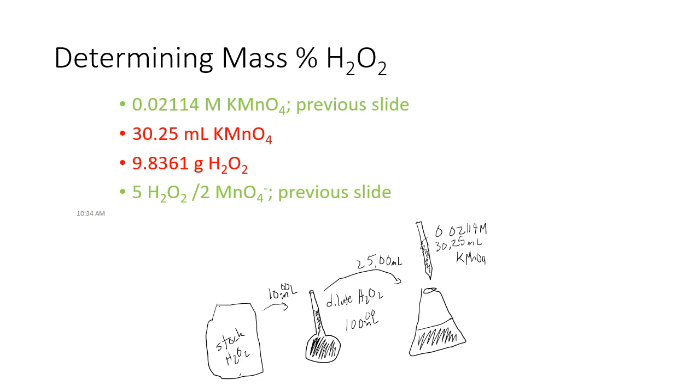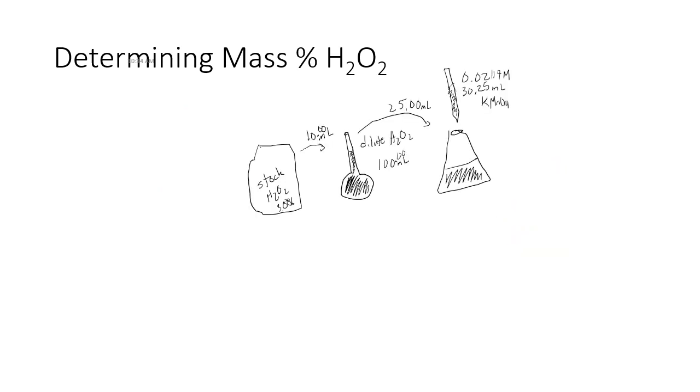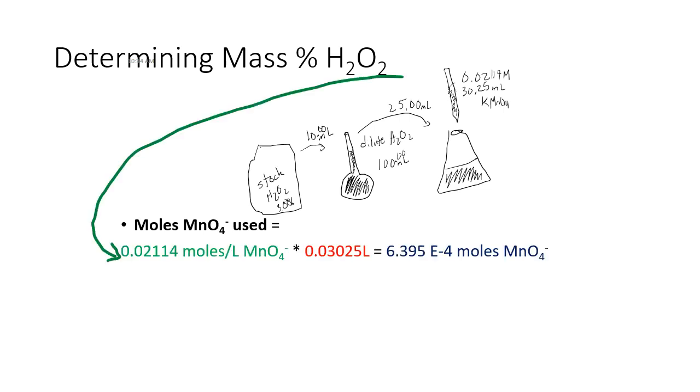So what did I do to make this happen? I started with 10 milliliters of stock solution. I diluted it to 100 milliliters, and then I pulled out a 25 milliliter sample, which I titrated with the stuff I know about. All right, so let's figure out how many moles we've got of permanganate, because we need to know that to go on. So how many moles is that? We multiply molarity times milliliters.